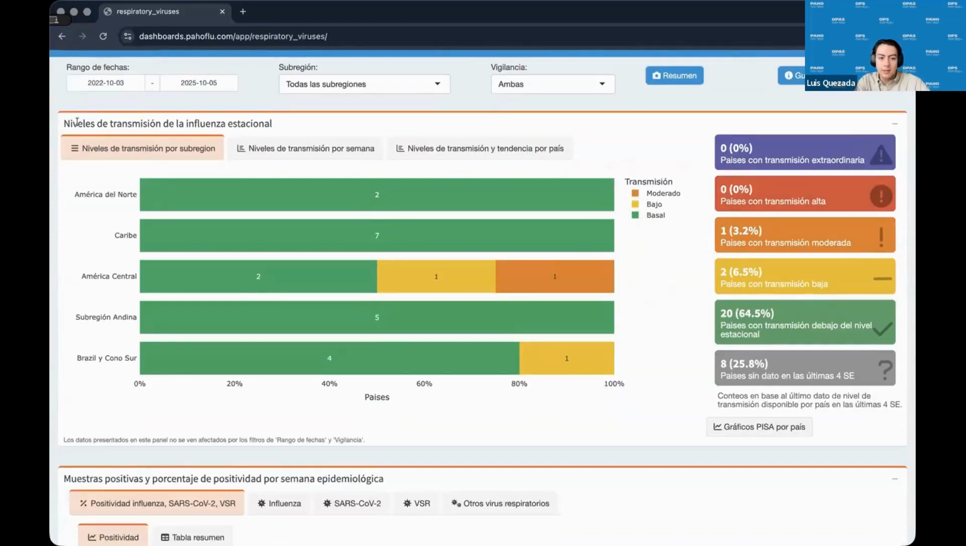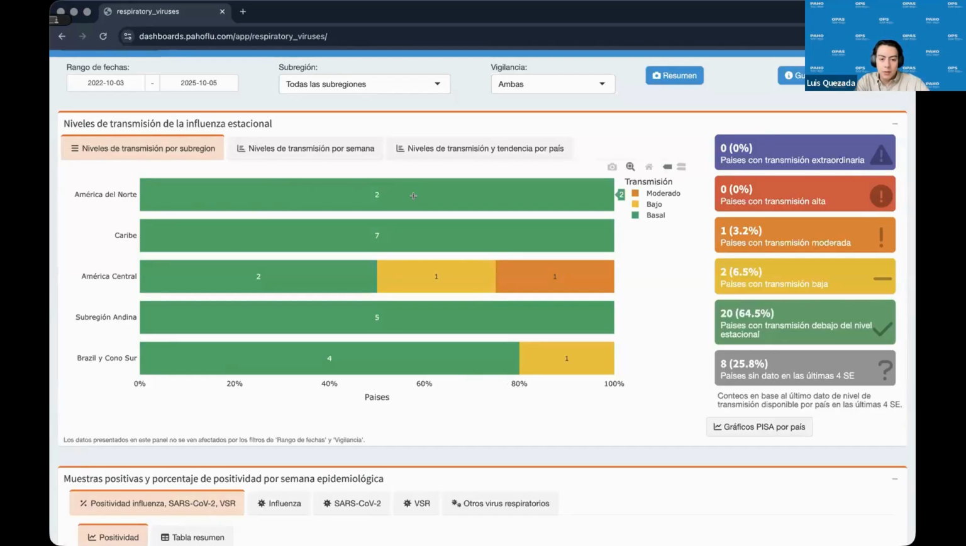page. The first box regards the levels of transmission of seasonal influenza. This shows visuals to see the levels and the different thresholds that we have figured for each country using flu data.